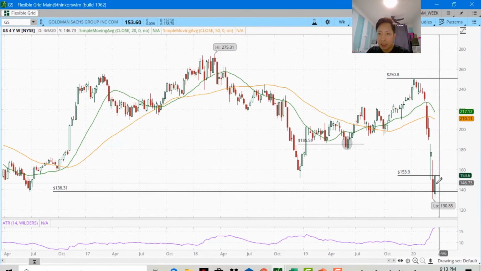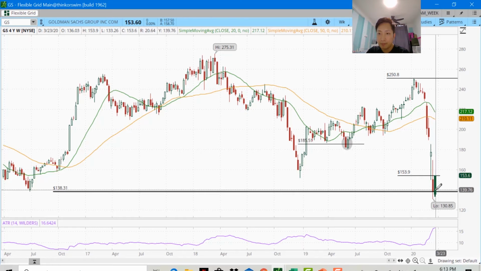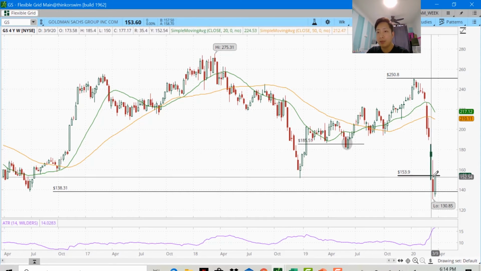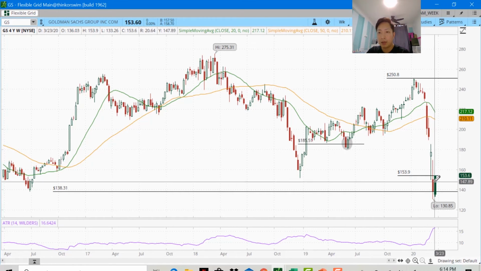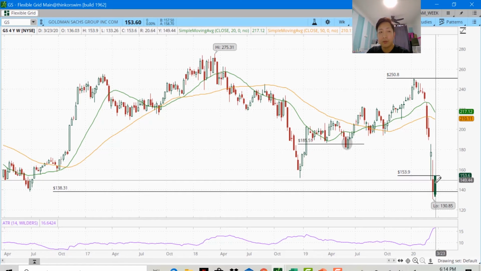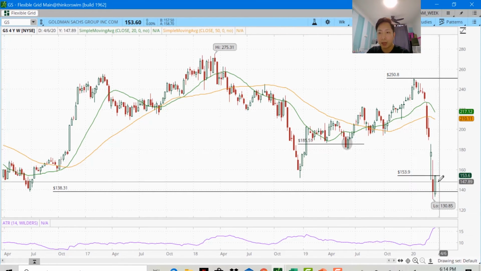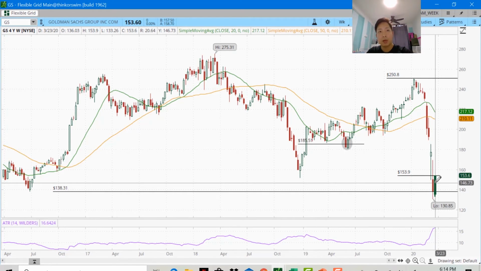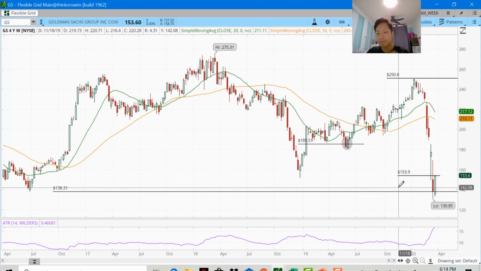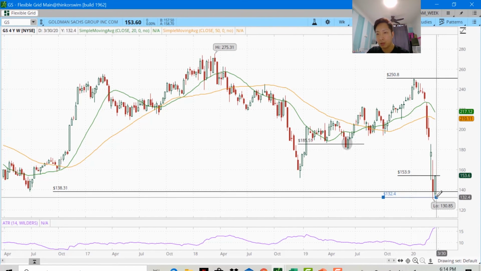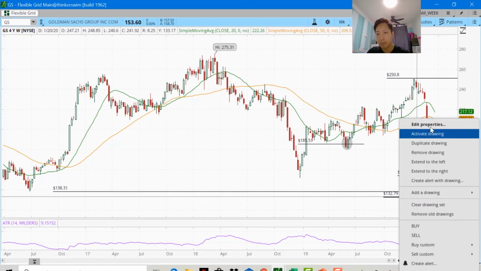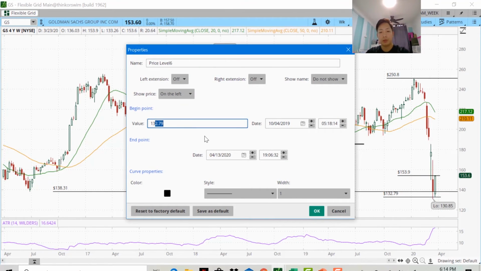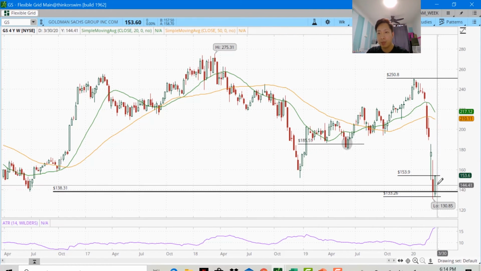Okay, let's identify the sweet spot first. After identifying the high of the bar, the lowest of the bar is at 133.26. So I just change this to 133.26. So let's find out what's the midpoint.